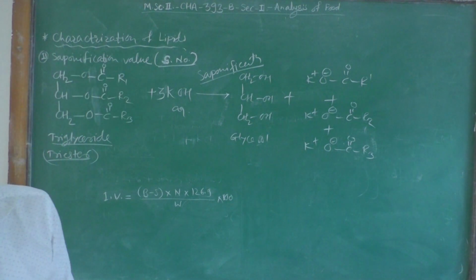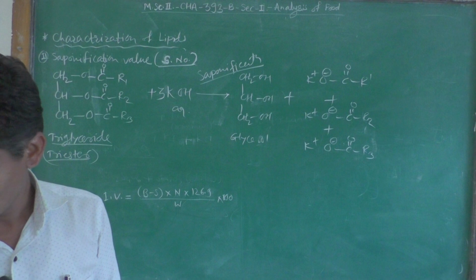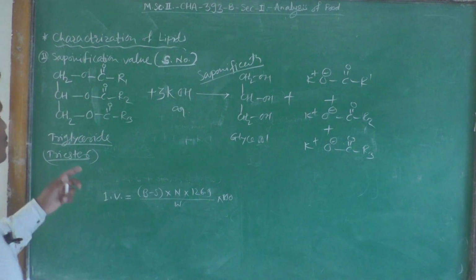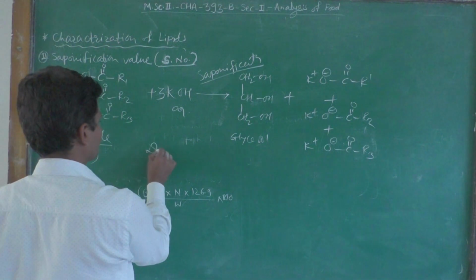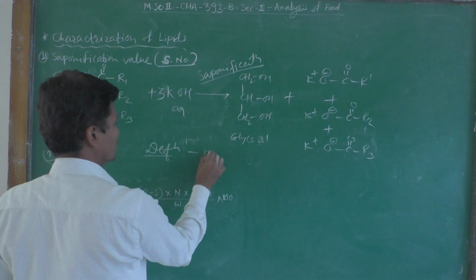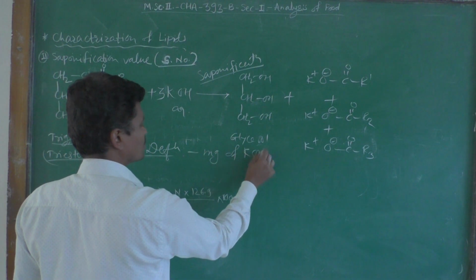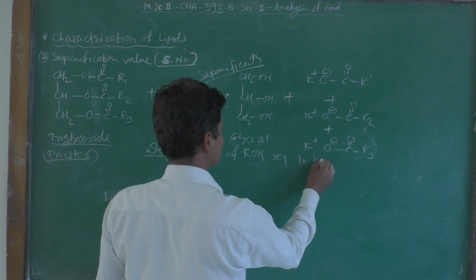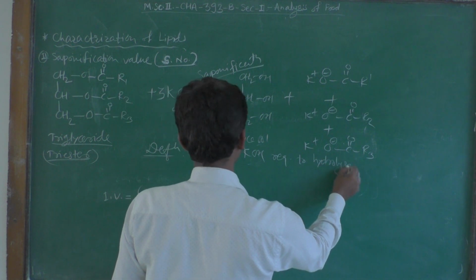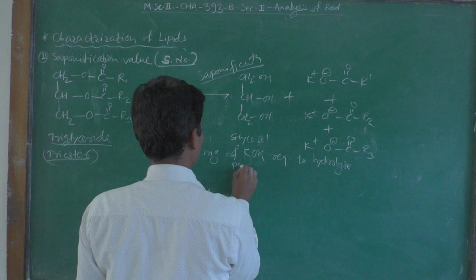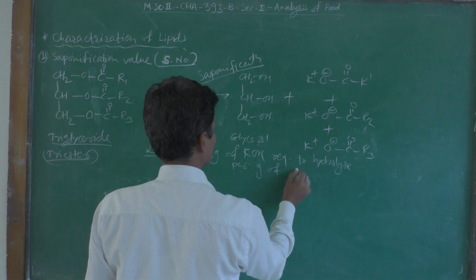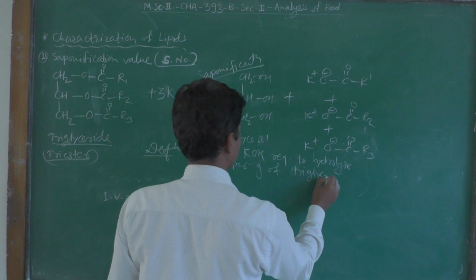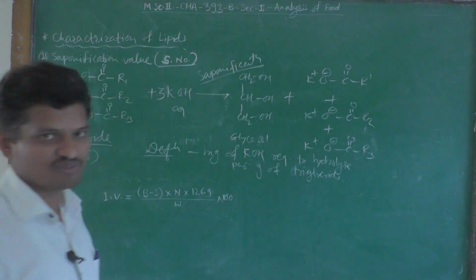Now what is the definition? The definition of saponification value is the milligrams of KOH required to hydrolyze one gram of triglyceride. Milligram of KOH required to hydrolyze per gram of triglyceride. This is the saponification value.